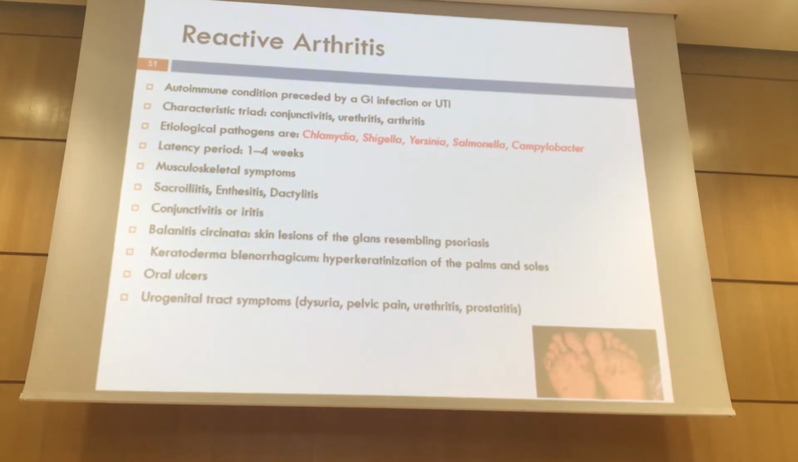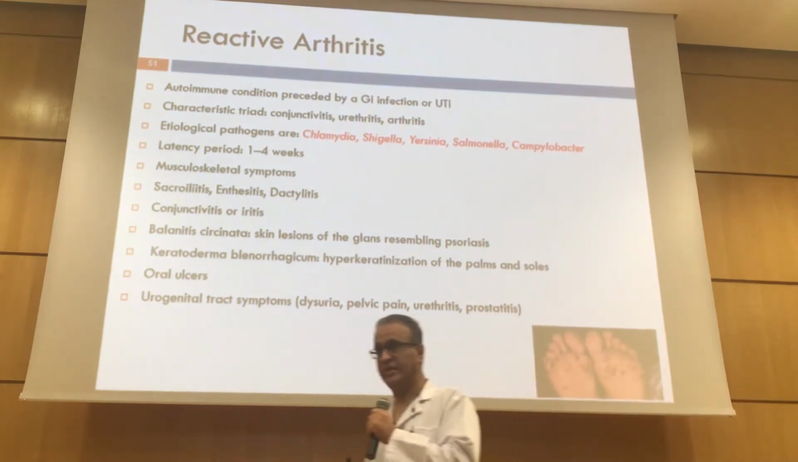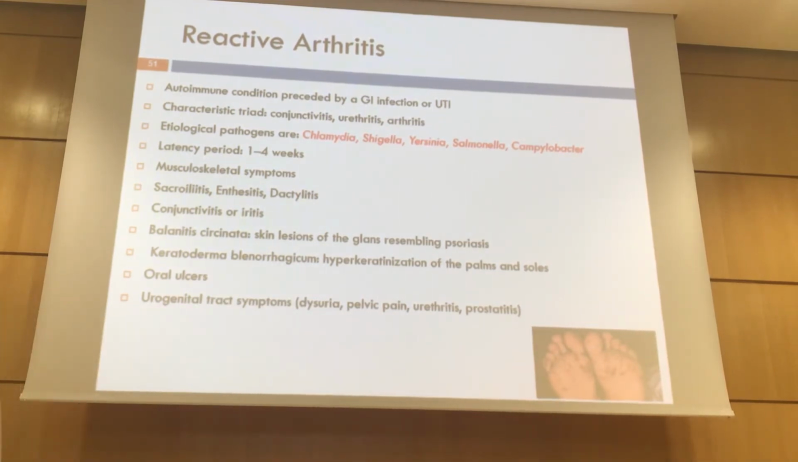Sacroiliitis, enthesitis, dactylitis, conjunctivitis, iritis, balanitis. This is some sort of inflammation specific to the glans penis. Keratoderma, oral ulcerations, and urogenital tract symptoms, dysuria. Peritonitis can happen in those patients. Okay? So remember, this is a reactive inflammation affecting the joint, affecting the eye, affecting the urine.